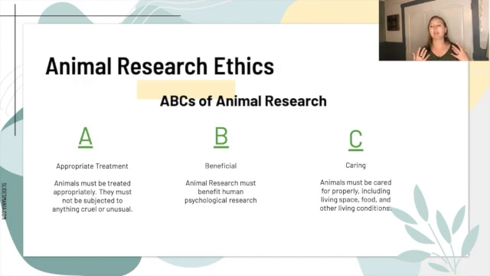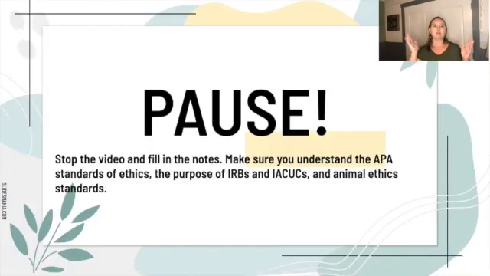And then it must be caring. Animals must be cared for properly, including their living space, their food, and other living conditions. There are limits on how many animals can go in a cage and what types of cages, and there's all kinds of different limits. All right, I want you to stop here, fill in your notes, make sure you understand the APA Standards of Ethics, the purpose of an IRB, and the IACUC, and animal ethics standards.